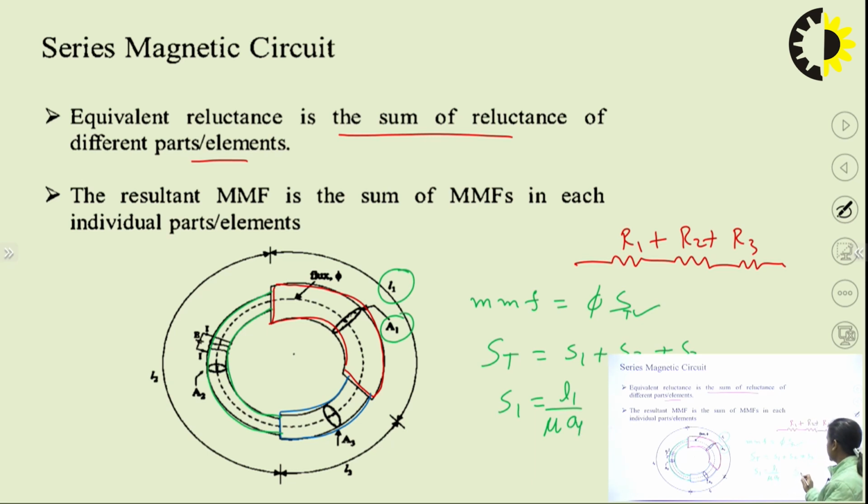Similarly S2 will be equal to, length is L2, area of cross section is A2, so this will be L2 by mu A2, and similarly S3 can be written as L3 by mu A3. So S1 plus S2 plus S3 will give you the total reluctance, and after putting this value here and multiplying with the flux, you will get the total MMF.